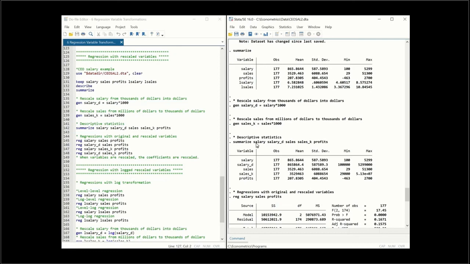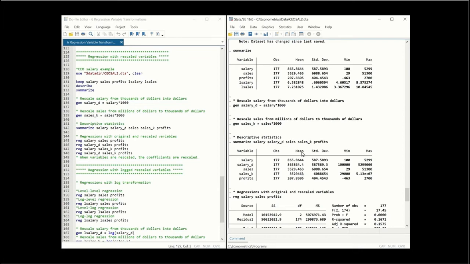So if we now run the descriptive statistics and summarize these variables as well, what we're going to find is that this is the original variable and this is the rescaled variable. If we compare the two values, they're actually identical, because all we did was shift the decimal point 3 places, because we multiplied by 1,000. Likewise, when we moved sales from millions to thousands, we multiplied this number by 1,000. So we basically just moved the decimal point 3 times.